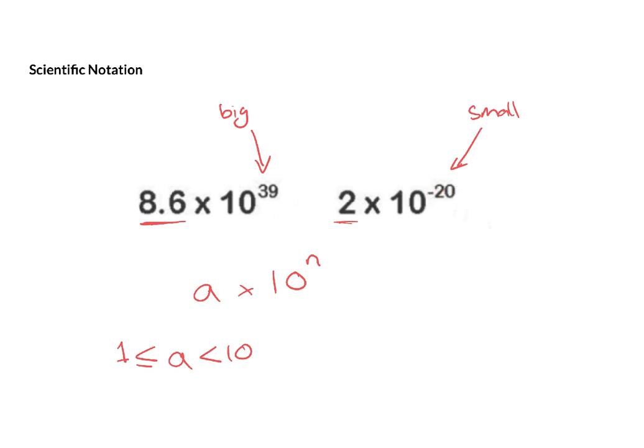If I had something like 12.4 multiplied by 10 to the 3, that number is not in scientific notation because it's bigger than 10. So that would not work. And the same if I had something like 0.32 times 10 to the 4. My 0.32 is not between 1 and 10, so it's not in scientific notation, so I can't have that one either.